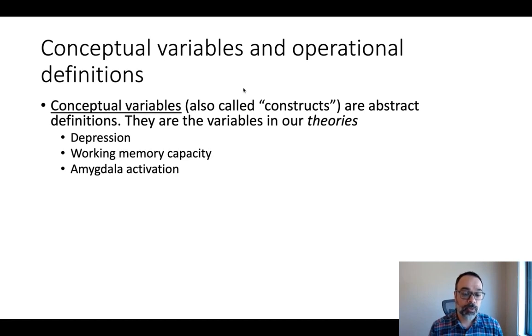Okay. So another distinction that I want to talk about, and this is going to become really important when we talk about measurement next week, is between conceptual variables and operational variables. So conceptual variables, they're also called constructs sometimes. Conceptual variables are abstract definitions. They're the variables in our theories. So a few examples of conceptual variables would be things like depression, working memory capacity, amygdala activation. These are the variables. They can take on different values, but they're conceptual variables. They're things that we talk about in our theories.